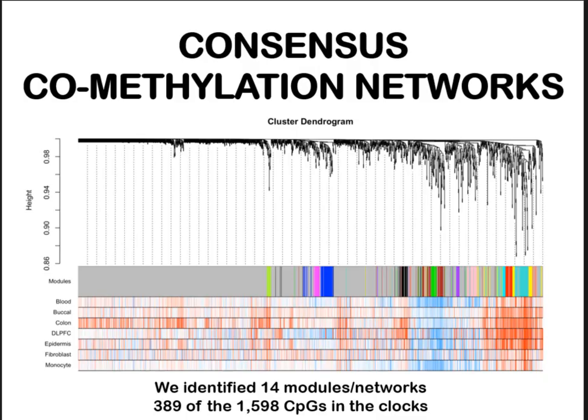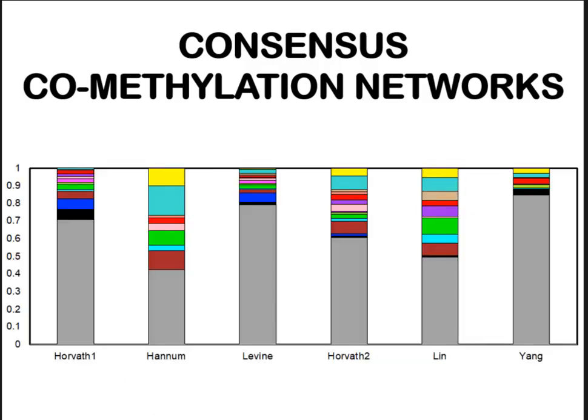What's plotted here are the age correlations, where red is a positive age correlation and blue is negative. What you can see is that the CpGs in these modules have really high positive age correlations, regardless of which tissue type you're looking at. This is just an example of 6 different clocks, and it shows the proportion of these different modules. The modules are color-coded, and the gray essentially means these are CpGs that are not in a module. They're just randomly changing methylation patterns.